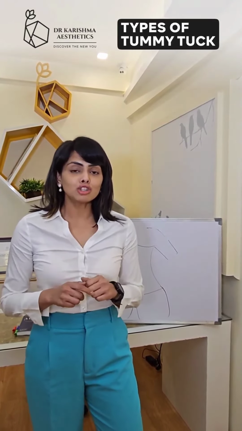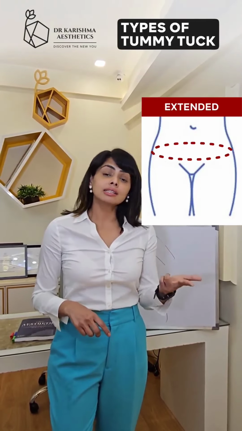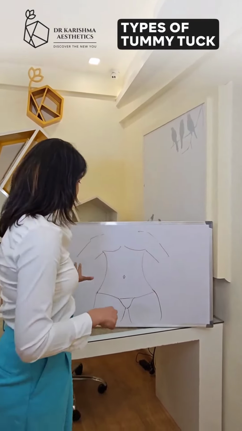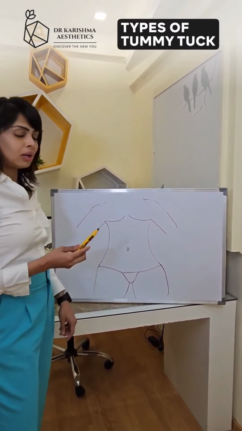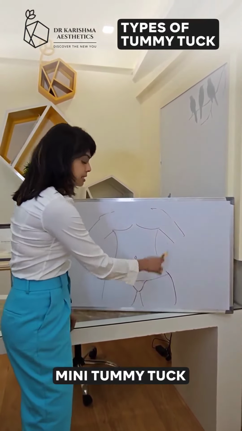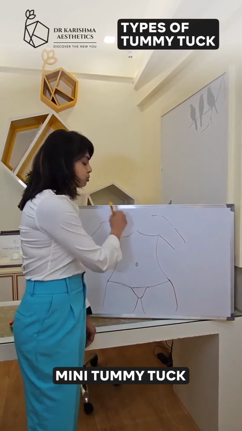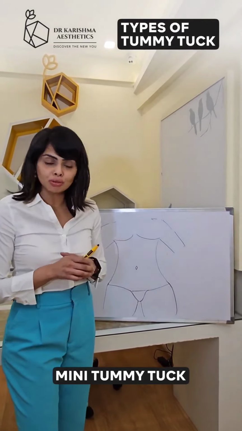Now let me explain the different types of tummy tuck that we have. We talk about a mini tummy tuck, a standard tummy tuck, an extended tummy tuck, and a belt lipectomy. I have drawn a very simple figure. As we know, a tummy tuck is removal of excess skin and fat in the lower part of the abdomen, as well as removal of fat with liposuction 360 degrees, which I perform in most of the patients.